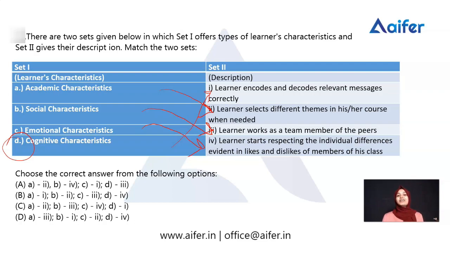But we know that if a student starts respecting others' feelings and others' choices, it clearly shows their emotional maturity and their emotional intelligence level, which is definitely included in the emotional domain. So this will be the answer. A matches with 2, B with 3, C with 4, and D with 1, which makes option C correct.